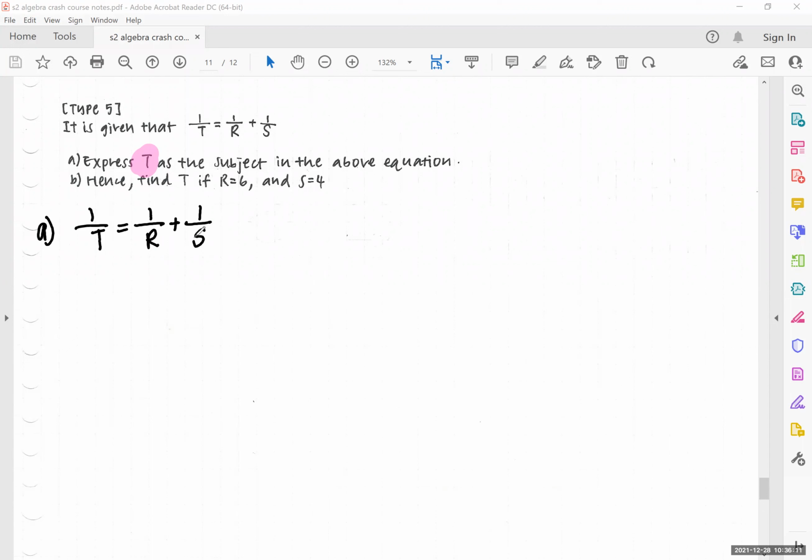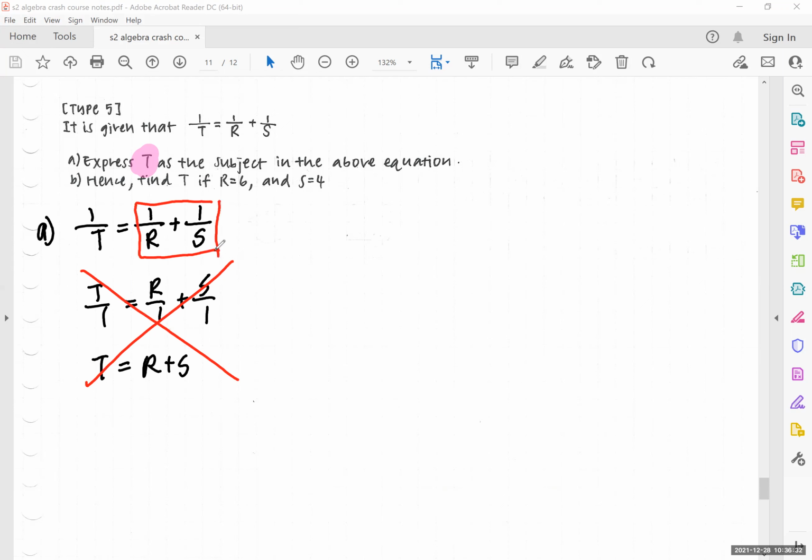They'll do this. Miss Lin, I remember you say roti prata flip. You know what they do? They flip. T over 1 is equal to R over 1 plus S over 1. They say, oh, T is equal to R plus S. Uh-oh. Wrong. Never. Because why? Can you see that this is how many fractions?